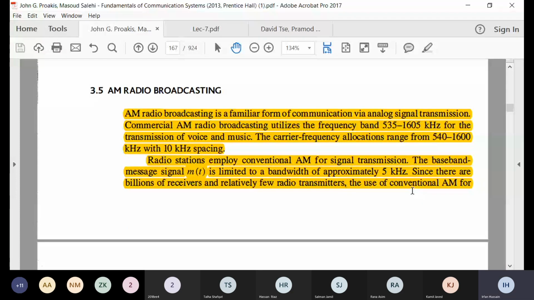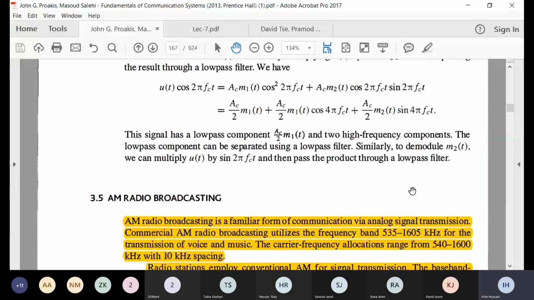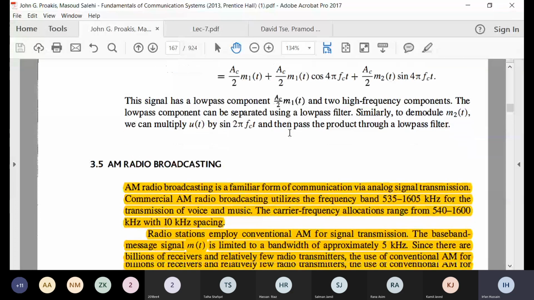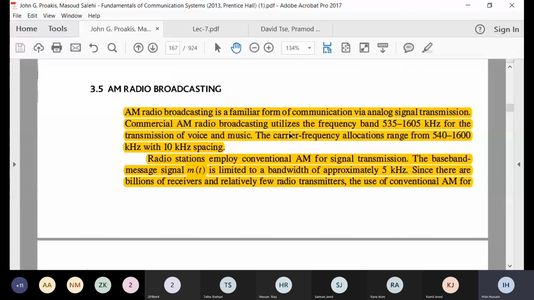So actually this is what is used in the wireless industry. The previous one is mostly used for telephone, but in wireless, as we communicate through wireless channels, this quadrature carrier multiplexing is used. Heidi, if you have any questions, you can ask now.